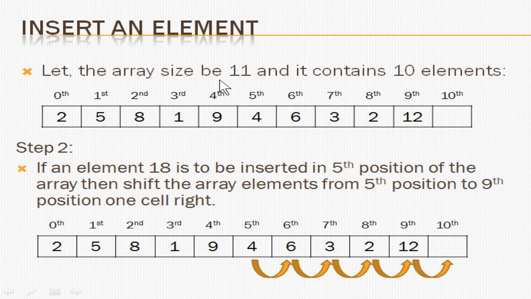Let the array size be 11 and it contains 10 elements. So if the array element is 10, we got 10 elements here. The array size will be at least one element size extra. So you can see the position values from 0 to 10. That means we got 11 elements. You can see the last value is empty. That is, last element is empty. Okay. So you have got 10 elements here. So suppose you want an element 18 to be inserted in the fifth position of the array.